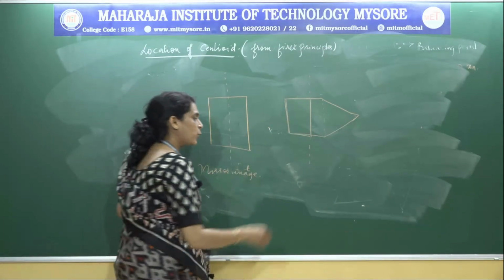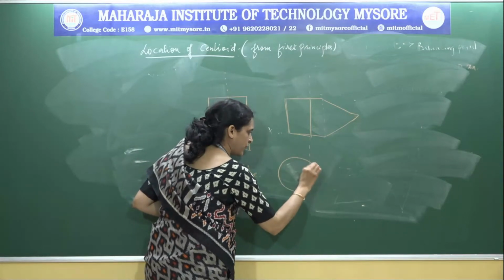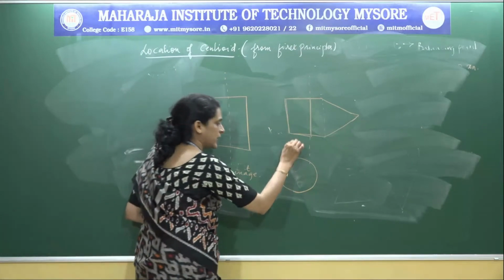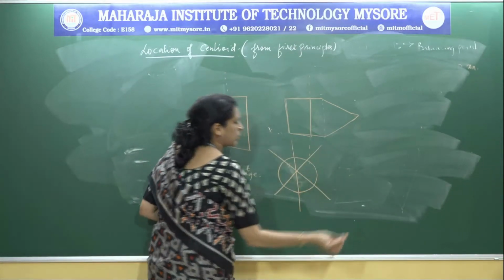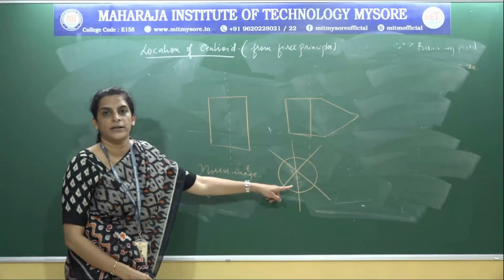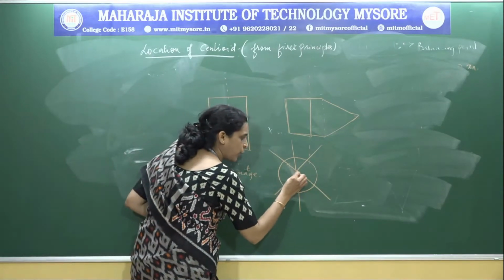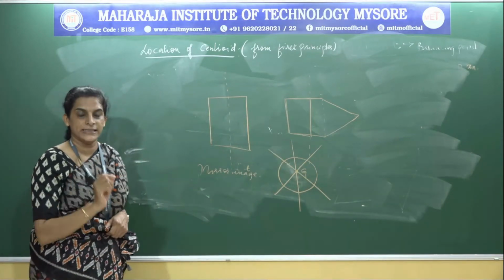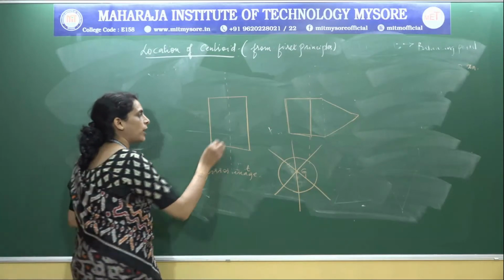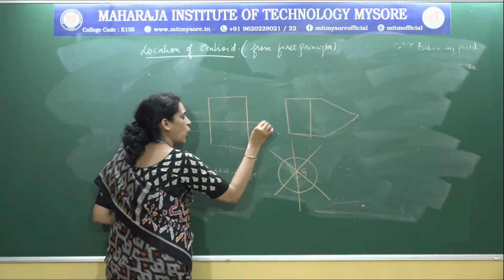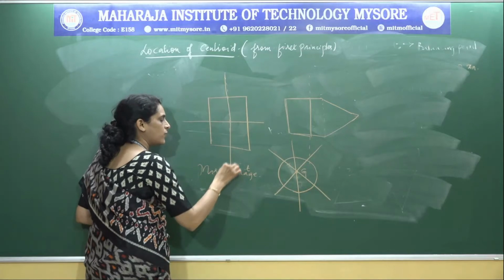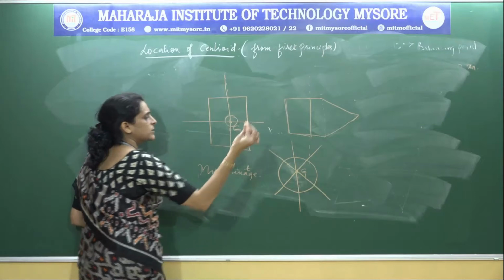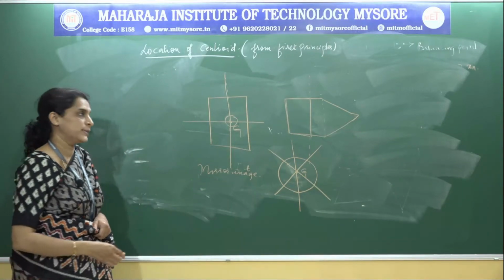Fine. Likewise, if I consider a circle, do I get the axis of symmetry? Yes, I do. But where do I locate the centroid now? It is at the point of intersection. So we'll have to understand that the centroid always lies on the axis of symmetry.